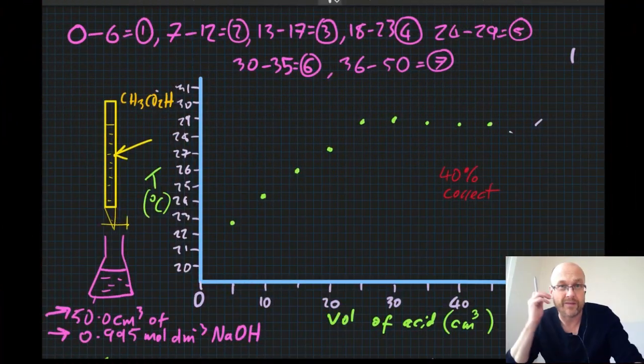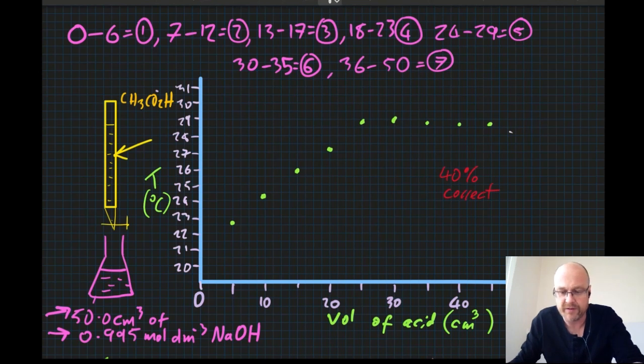So let's get on with it. It's raining outside, we're in a pandemic, let's do some chemistry. There's the grade boundaries here for the 50-point test. Okay, question 1.